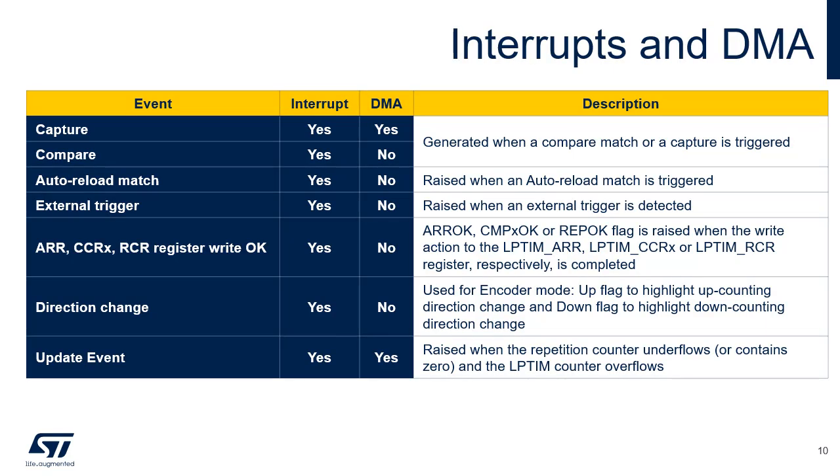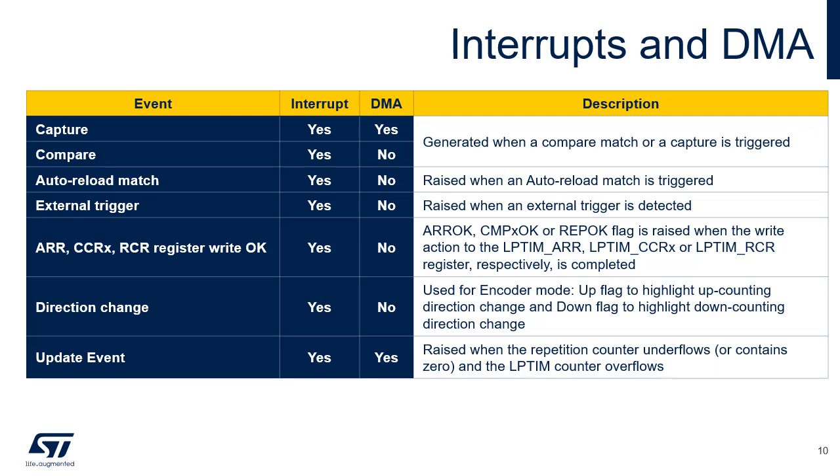This table lists the interrupts and DMA request sources. The capture interrupt or DMA request is generated once the contents of the counter register LPTIM CNT matches or is greater than the compare register LPTIM CCRx contents. The compare match interrupt or DMA request is generated once the contents of counter register LPTIM CNT matches or is greater than the compare register LPTIM CCRx contents. The auto-reload match interrupt is raised when the counter register's contents matches the auto-reload register's contents.